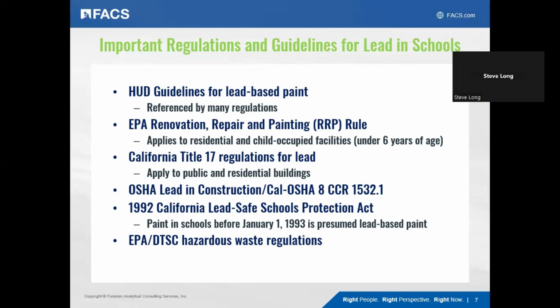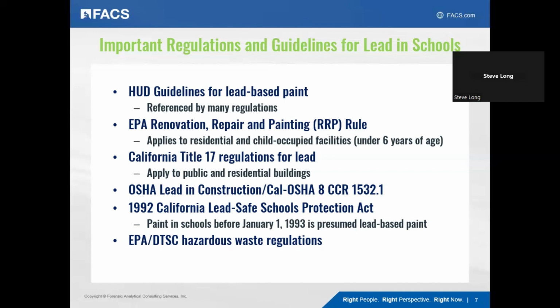California has their Title 17 regulations for lead. This is applicable more broadly to public and residential buildings. So that would obviously include schools. It excludes things like factories, industrial settings. And this is something we work with a lot, with FACS having many offices in California. For workers, the federal OSHA and also Cal OSHA have their lead in construction standards, which provide workers protection for those that are maybe disturbing paint in relation to construction.